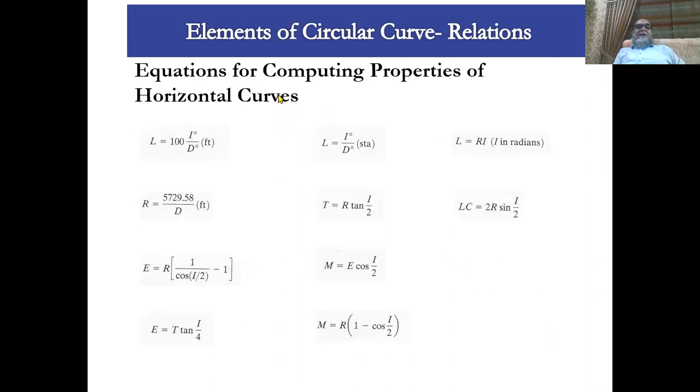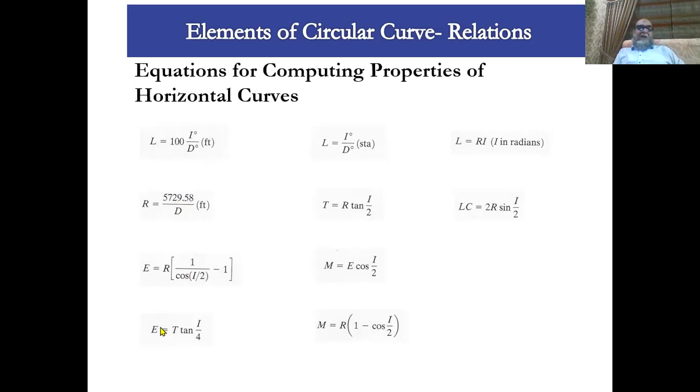So these are normally the equations used to define properties of the curve. Length of the curve is 100 I over D, or you can say 100 delta over D as well. I and delta can be used as a synonym here. Then the radius is 5729.58 divided by D. External ordinate E is R times (1 over cos I by 2 minus 1).